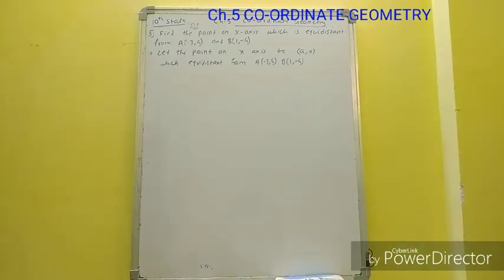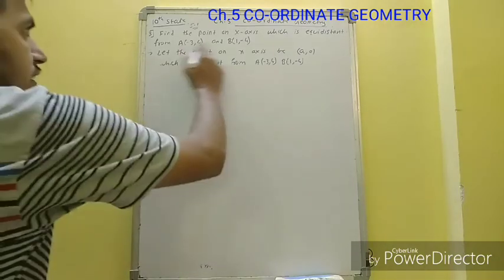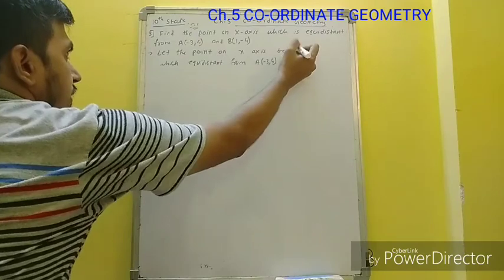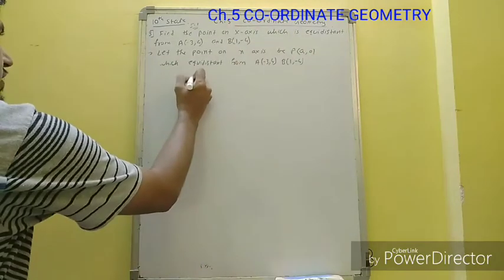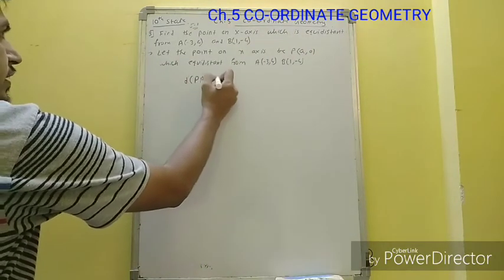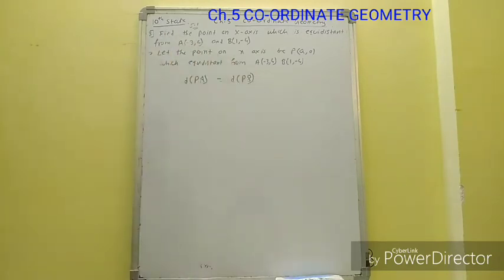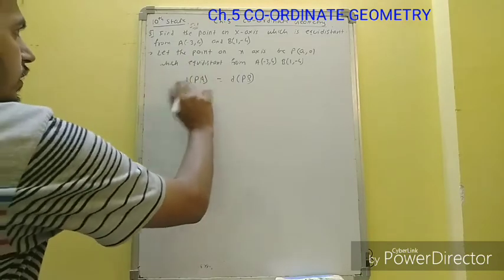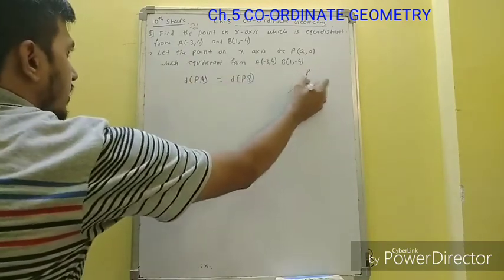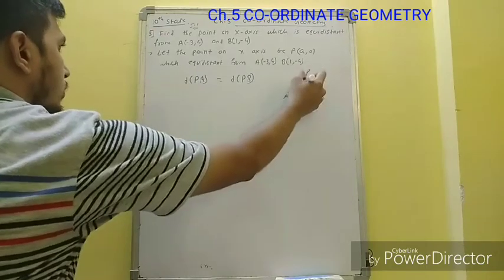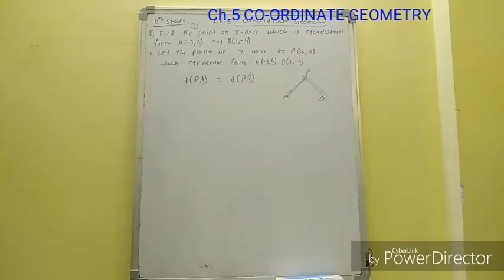Now we know that the point is equidistant. We'll take the point on the x-axis, say P. So we can say that distance PA is equal to distance PB, because their distances are equal. Suppose there is a point P over here, it is equidistant from A and B. So this distance and this distance are the same.